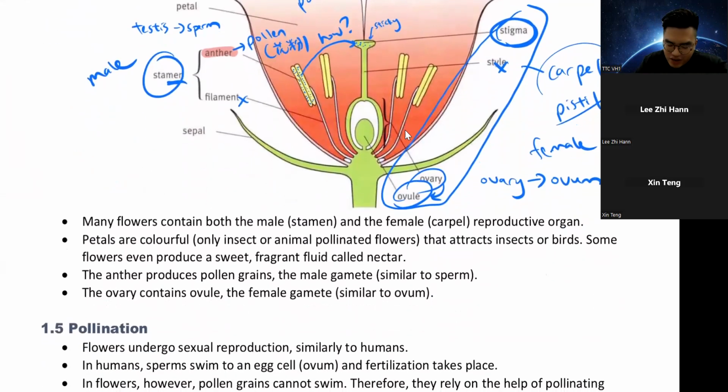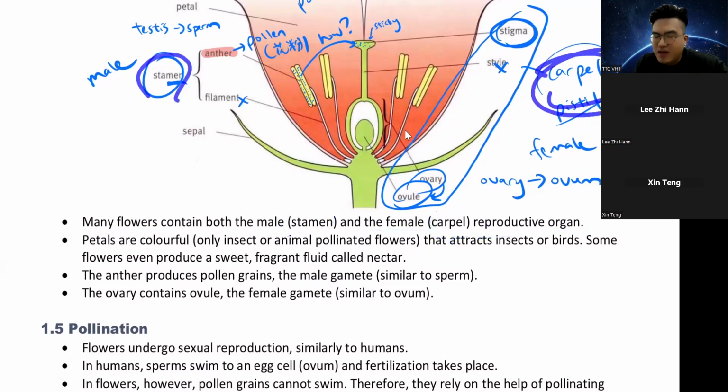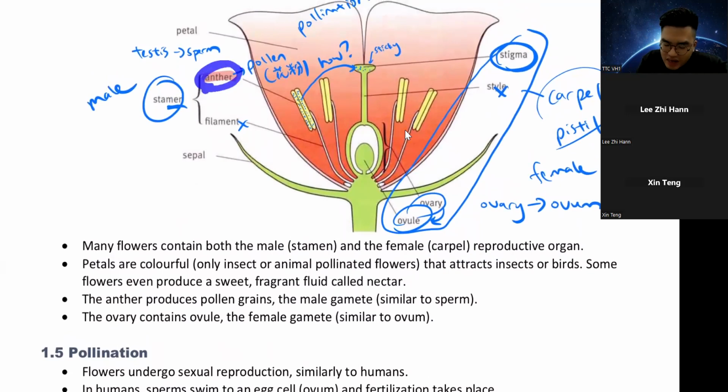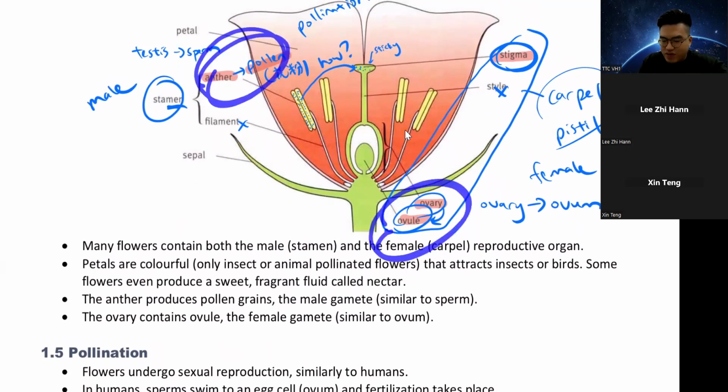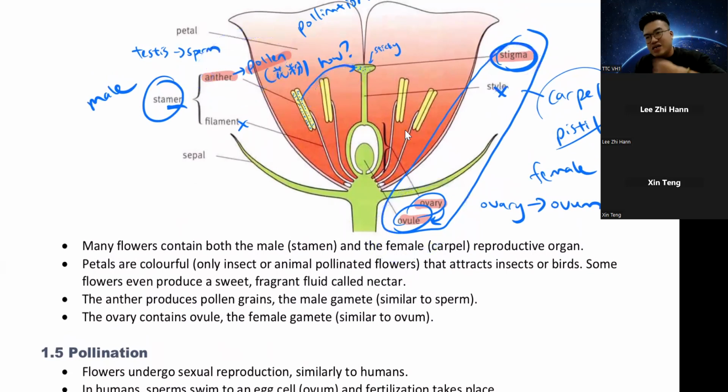Anyway, let's look at the first one. Many flowers contain both the male and the female reproductive organ, stamen and the pistil, or the couple. If you say, sir, this one I don't want to memorize, can ah? 这个不要记可以吗? Can. I want you to know the anther and the stigma and the ovary, ovule, and of course the pollen. Male got 2, female got 2, and of course this stigma is for it to stick here. So these 5 you need to know.